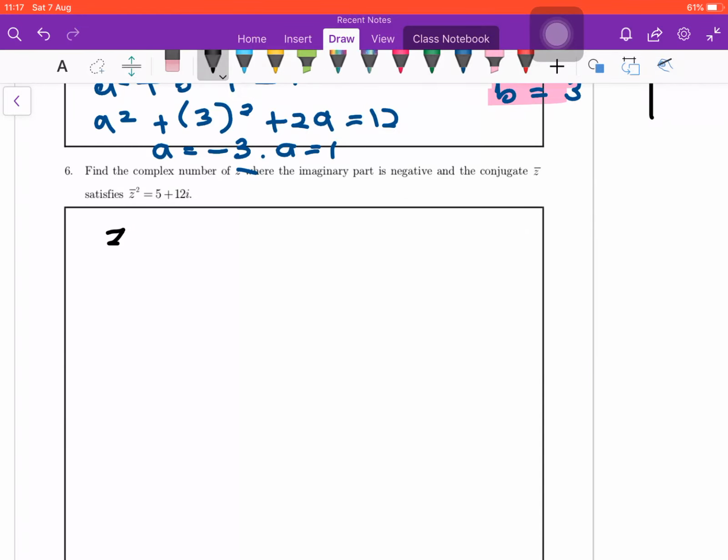Okay, let's say Z kita adalah... Find the complex number of Z where the imaginary part is negative, and the conjugate Z bar satisfied these equations. Dia kata, bila awak dapat jawapan nanti, awak punya complex number tu mesti imaginary part dia negatif. Dia dah bagi hint dekat sini.